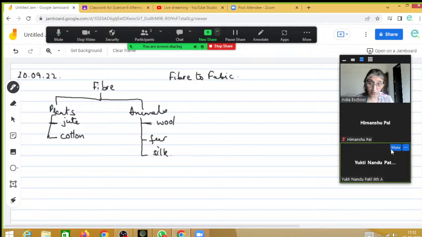Okay, Himanshu? Yes, ma'am. And all these are what? These are natural fibers. Then there are synthetic fibers. Which are the synthetic fibers?